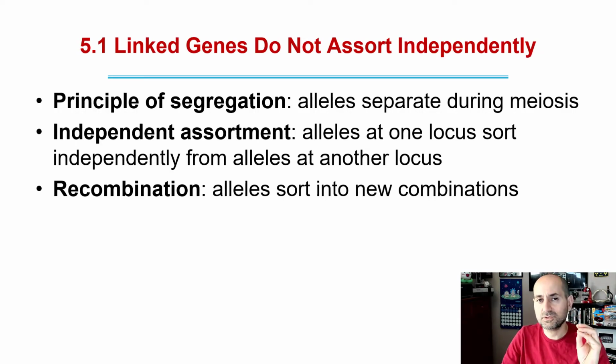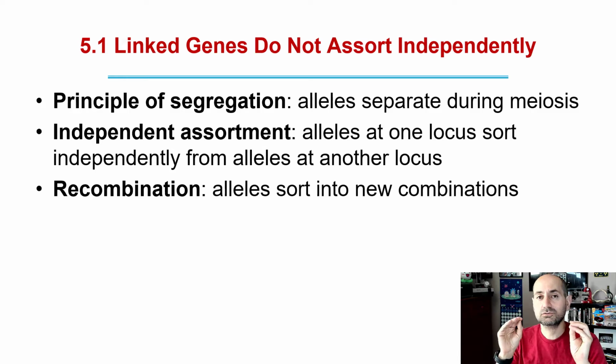You need to remember some terms from previous chapters in order to understand what gene linkage is. First of all, remember the principle of segregation of alleles, which Mendel showed us and demonstrated with the monohybrid cross, that alleles separate during meiosis. And then remember that this is the mechanism that's responsible for the segregation of alleles, independent assortment. Alleles at one locus sort independently from alleles at another locus.